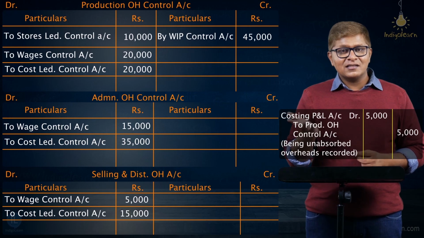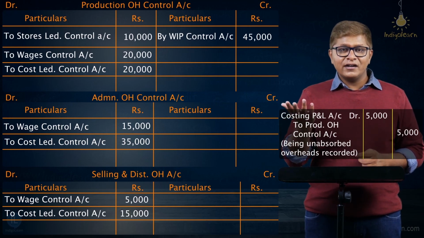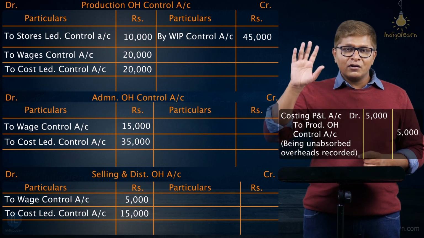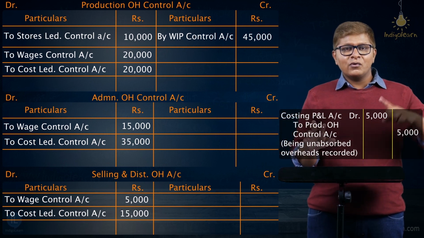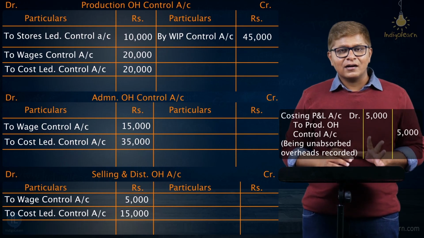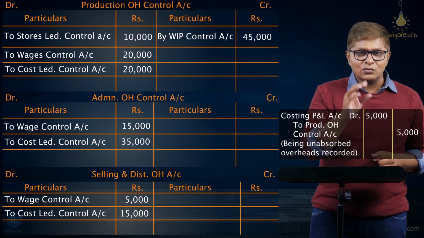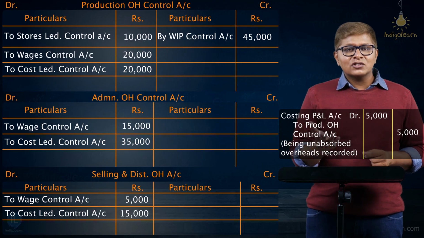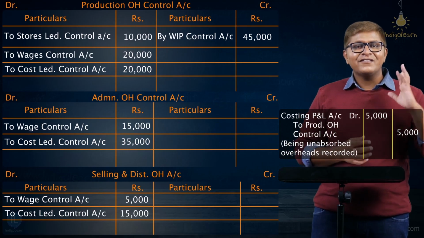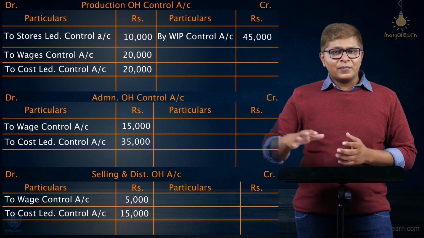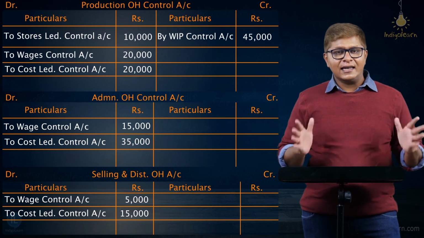We have a debit balance in the production overhead control account. We need to nullify it, we need to reduce it, we need to make it zero. So we are going to credit this account and we are going to debit the costing P&L account. So the entry will be costing P&L account debit 5,000 to production overhead control account rupees 5,000. So with this, our production overhead control account gets nullified.